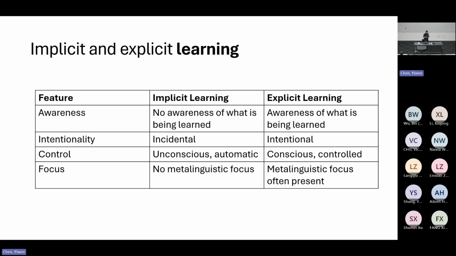So if you look at implicit and explicit learning, for example, we can look at different features. We can look, for example, at whether awareness is relevant or not. So with implicit learning, no awareness of what is being learned. In contrast, in explicit learning, we have awareness of what is being learned. In terms of intentionality, one process is incidental, the other one intentional, right? And one you don't know you're supposed to learn, and the other one you do. In terms of control, one is more unconscious, the other one conscious. And then the focus in implicit learning usually is not metalinguistic. You don't talk about rules. Whereas the classic example of explicit learning is learning rules, metalinguistic rules.